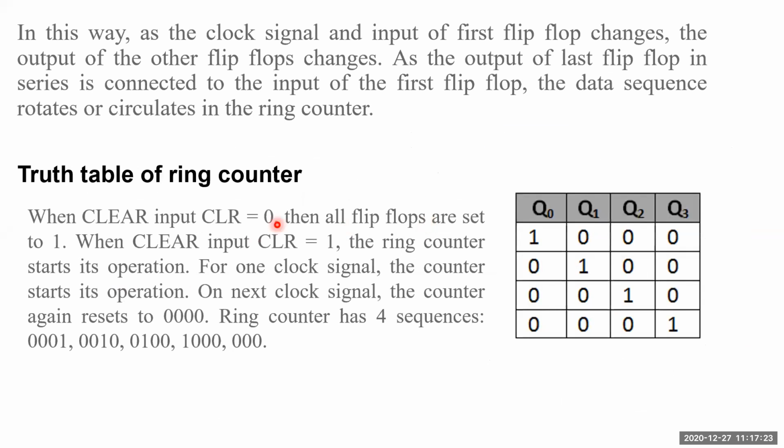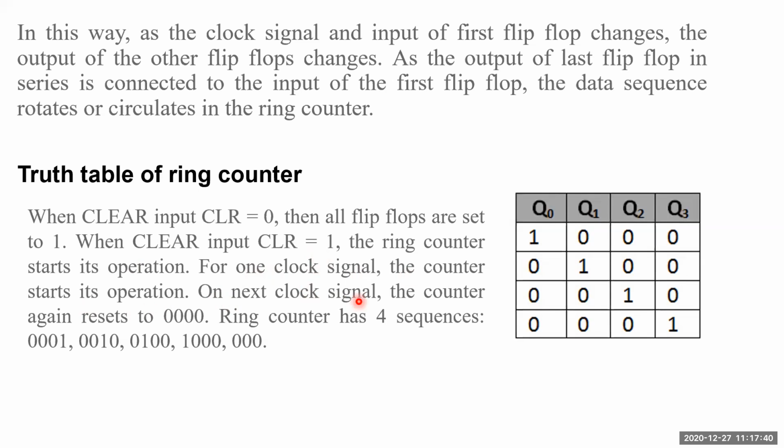Whenever the reset equals 0, at low state, all the flip-flops are set to 1. So whenever the clear equals 1, then only the operation starts. So let us see how the operation, which we have just studied, works. For the first clock signal, the counter starts its operation.